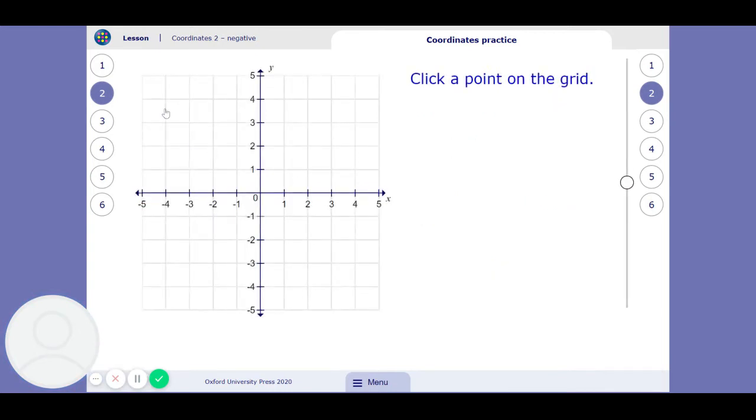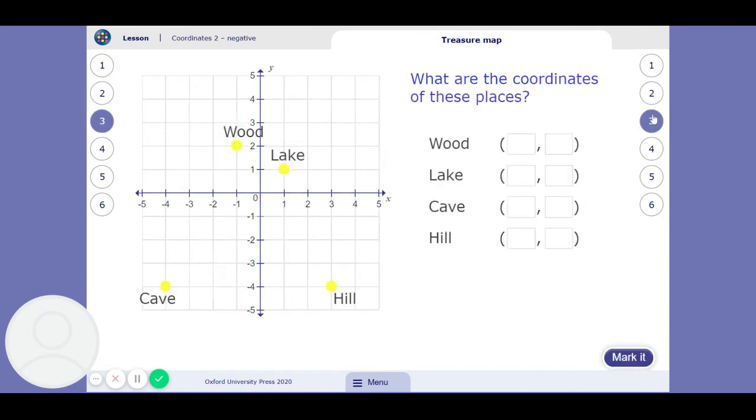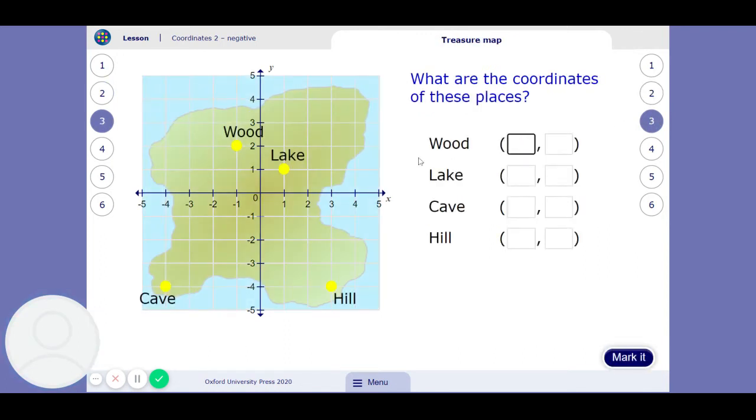Let's try another again. Let's try one here. So that's 5 to the left, so it's a minus 5 going across and 4 going up. So it's going to be minus 5, 4. I'll try one more. So this one is minus 2 across and minus 3 down. So it's going to be minus 2, minus 3. Okay, we won't try another. So we've seen all the different quadrants there.